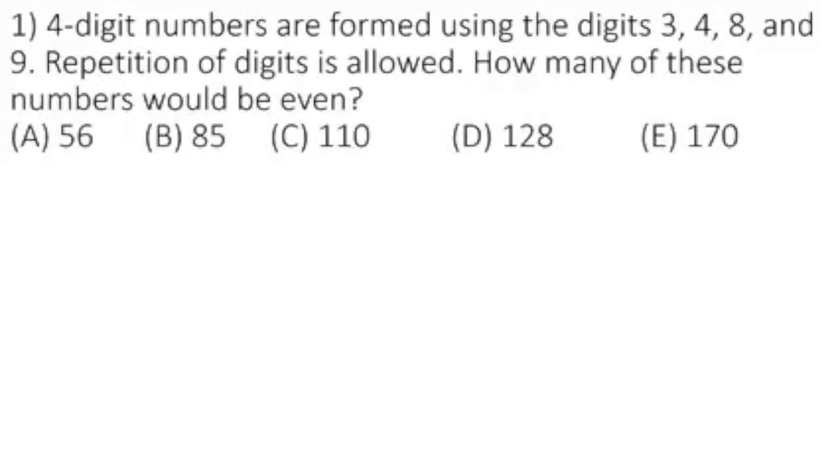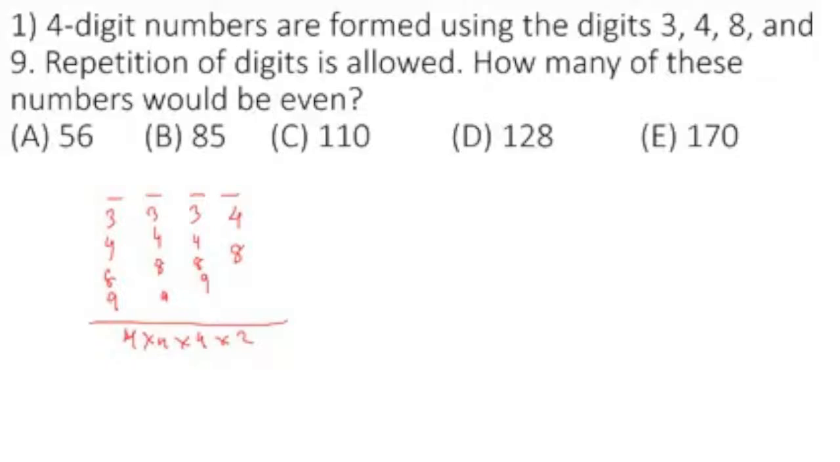So what should the answer be? Here 3, 4, 8, 9. And to get the last digit, it should be 4 and 8. Here remaining is 3, 4, 8, 9. Here also 3, 4, 8, 9. Here also 3, 4, 8, 9. So the final answer is how much here? 4 into 4 into 2, which will be 128 ways.